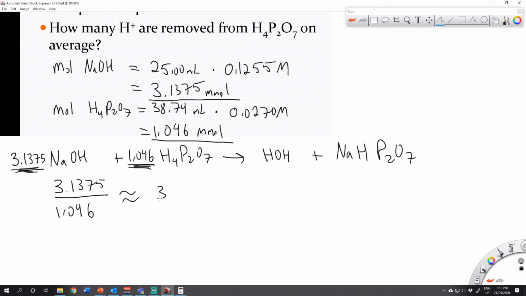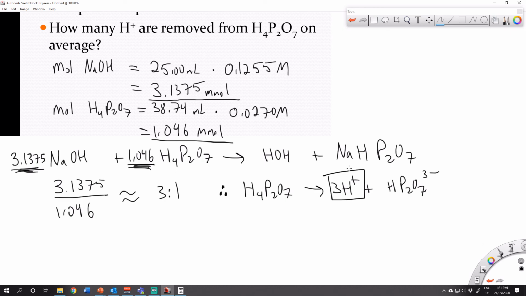So that's approximately 3-to-1. From that we can say, since our data suggests a 3-to-1 ratio, the most likely reaction is that H4P2O7 will give up 3 hydrogens, becoming HP2O7 3 minus. So in this particular situation, on average, 3 hydrogens are removed.